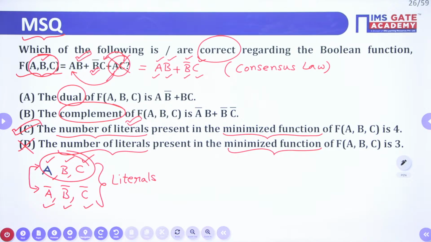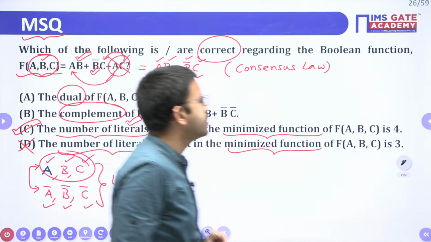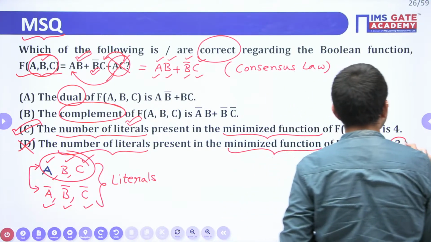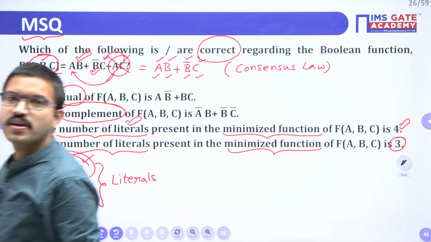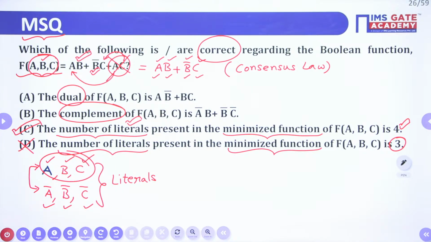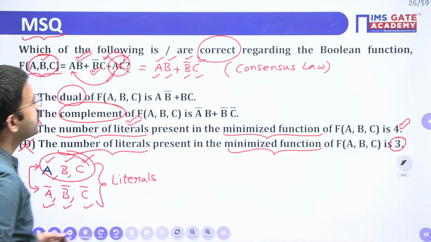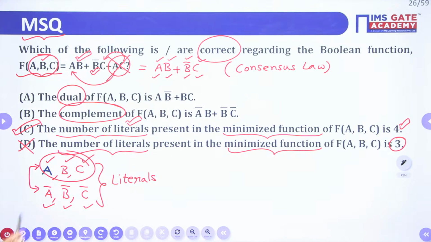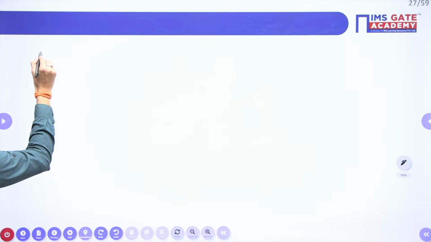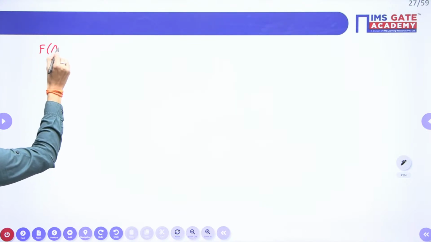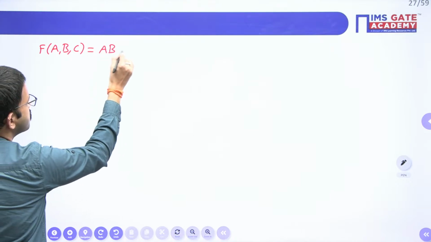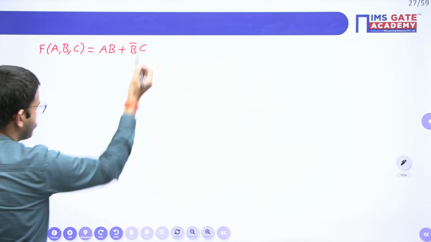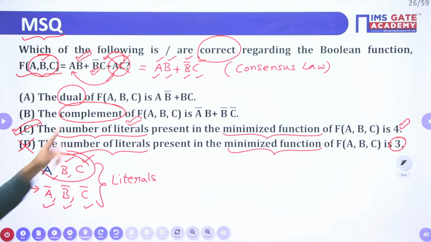All of you please respond regarding the number of literals in the minimized function. Why it is not 3, why it is 4. Is it clear for all of you? Yes, yes. Okay, so now we got the simplified function f of ABC equal to AB plus B bar C.